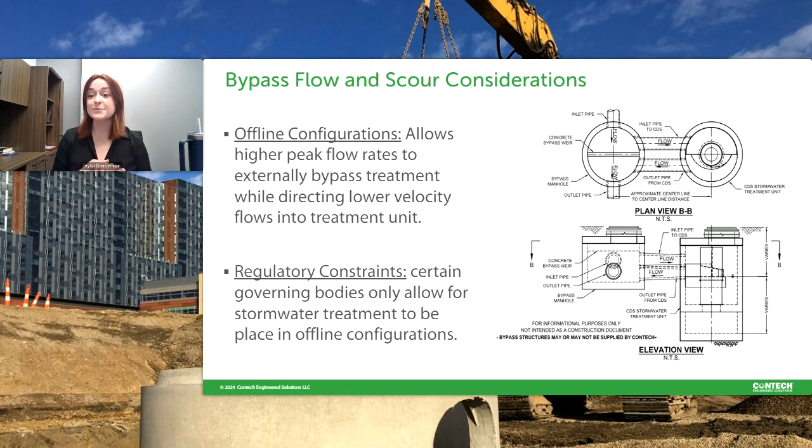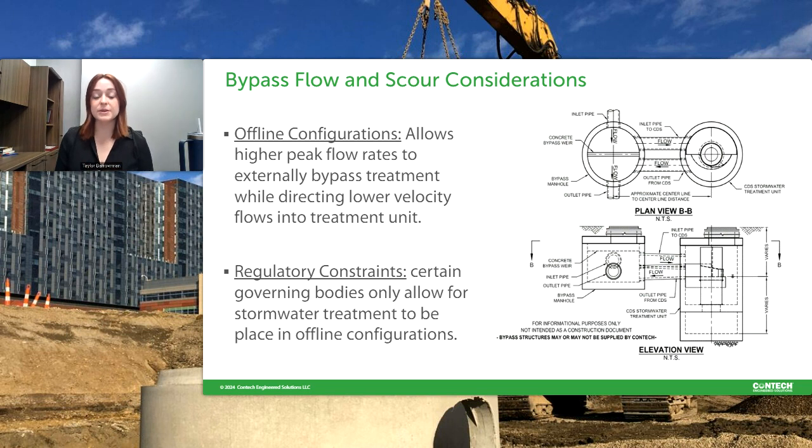Okay, so we just spoke a little bit about bypass flow for online units, but there are additional units that you can do in offline configurations. There may be instances where that internal bypass control is not able to handle the peak flow events by itself. In this case, you would use an offline configuration. When you put your unit offline, it just has an external weir that bypasses all the other water that is above the treatment flow rate.